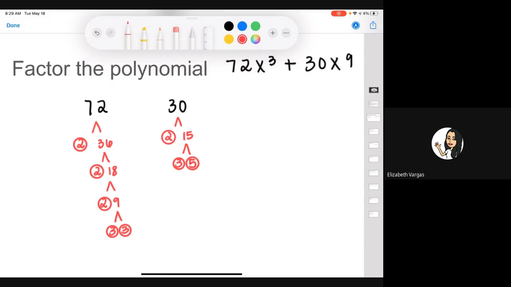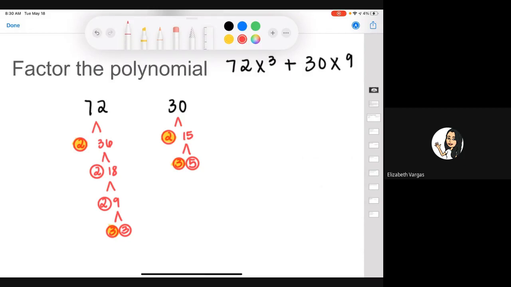What I want to do is see what they have in common. I notice here that 30 has a 2. 72 also has a 2. I see here that 30 has a 3. 72 also has a 3. And I see here that 30 has a 5. Unfortunately, 72 does not have a 5, so those wouldn't be in common. However, what I notice is they both have a 2 and they both have a 3 that they can share in common. 1, 2, and 1, 3.